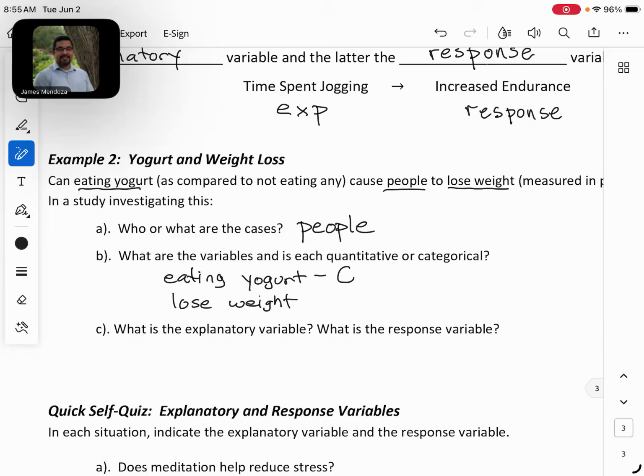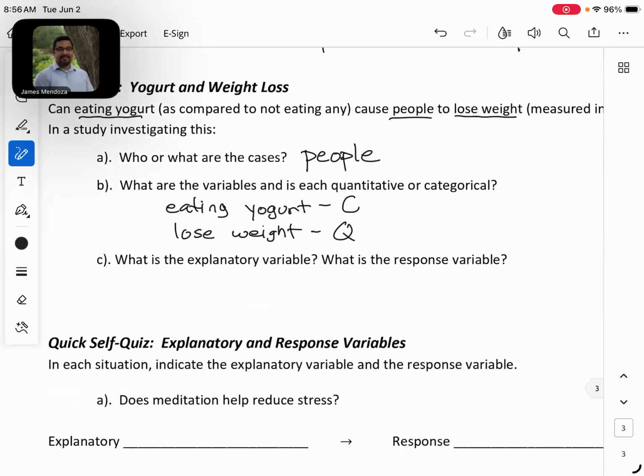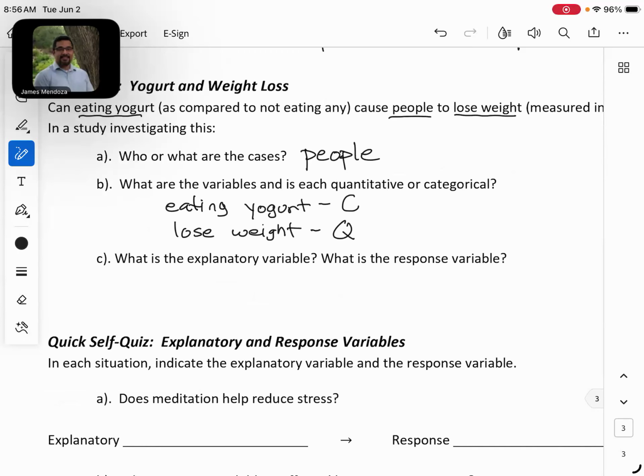So it'd be categorical. And then for the losing weight, if it was based on how many pounds you lost, that's a number thing. It has units. That's something you could average out. That'd be quantitative. And then all we're doing here is just layering on which of the things would happen first to affect the second thing, which, their whole hunch here is that maybe if you eat yogurt, that might improve your weight. In this case, that maybe you lose weight, weight loss.